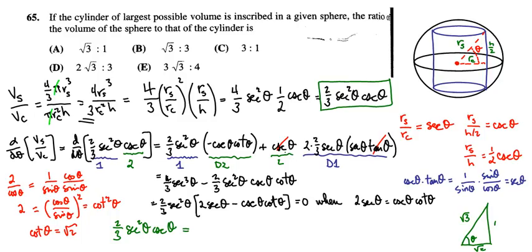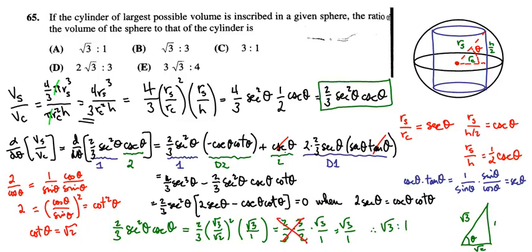So at this point we go back to our original expression, 2/3 secant squared theta cosecant theta, and the secant is root 3 over root 2, quantity squared, and the cosecant is root 3 over 1. We see that that gives us root 3 over root 1, and the final ratio is root 3 to 1. Cool problem.